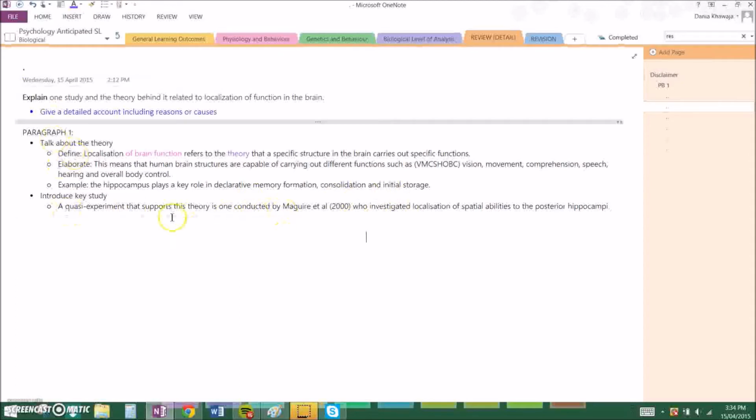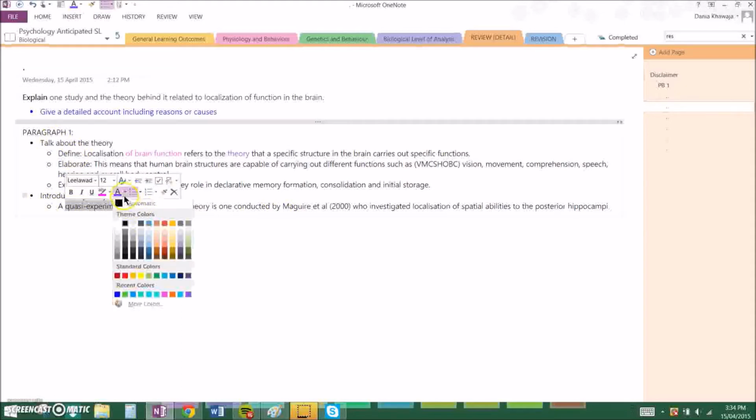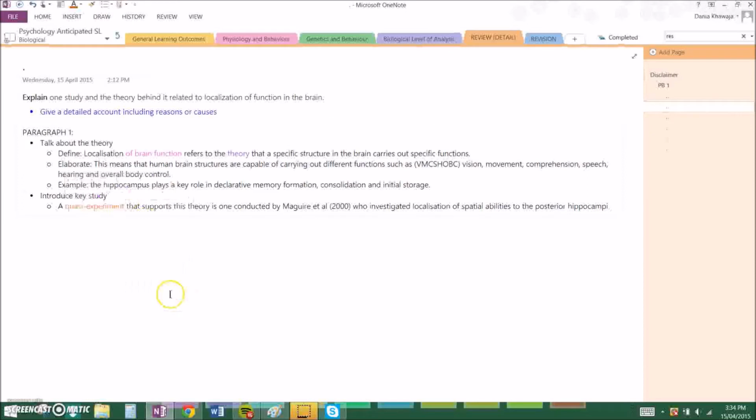Then I go on to introduce the key study. You must say that it is a quasi-experiment because that is very important. A quasi-experiment that supports this theory is one conducted by Maguire et al. in 2000. I do recommend studying the year, who investigated localization of spatial abilities to the posterior hippocampus. When you're talking about localization, the function is always localized to the structure.